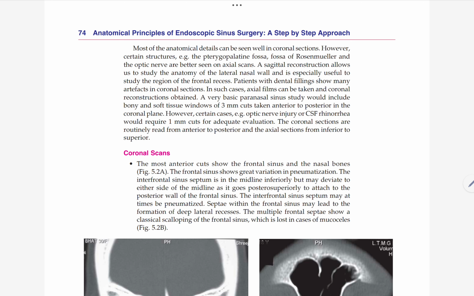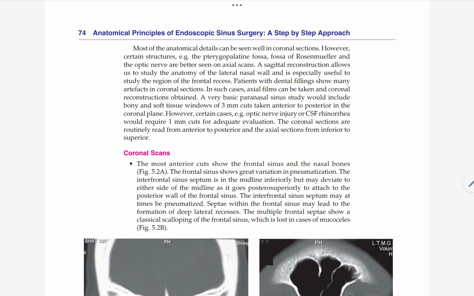A very basic paranasal sinus study would include bony and soft tissue windows of 3 mm cuts taken anterior to posterior in the coronal plane. However, certain cases, for example optic nerve injury or CSF rhinorrhea, would require 1 mm cuts for adequate evaluation. The coronal sections are routinely read from anterior to posterior and the axial sections from inferior to superior.